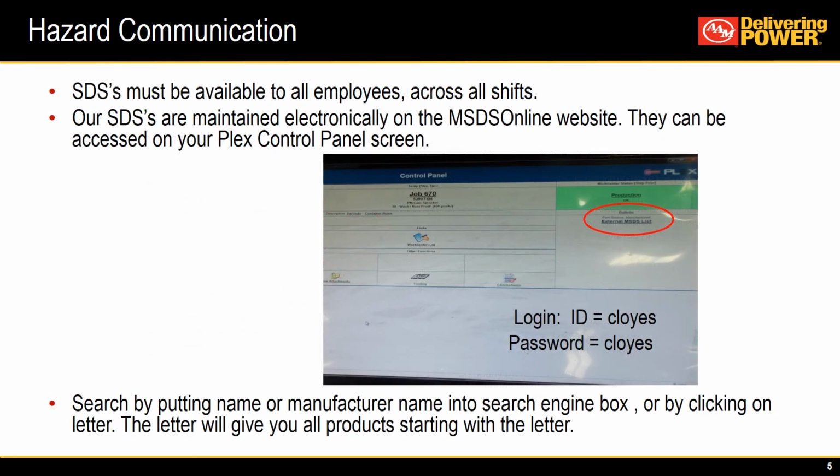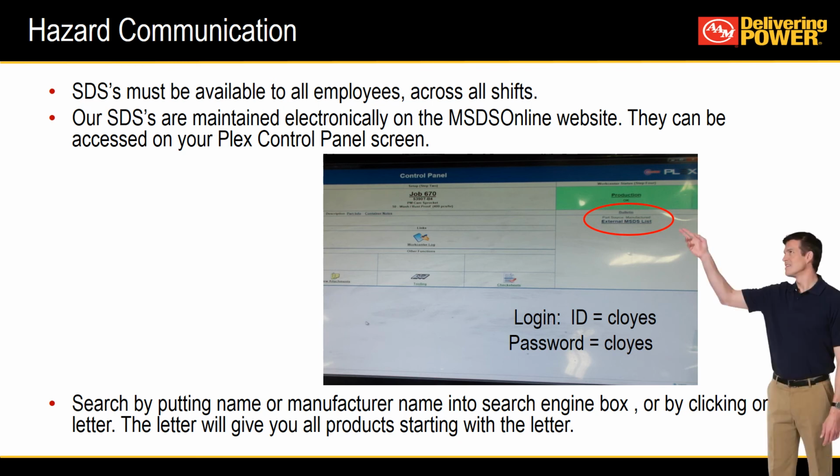One final tip about hazard communication. We have subscribed to an online website that tells us all the information we need to know about the materials and substances that we work with at our facility. Our SDSs are maintained electronically on the MSDS online website. They can be accessed on your Plex control panel screen.